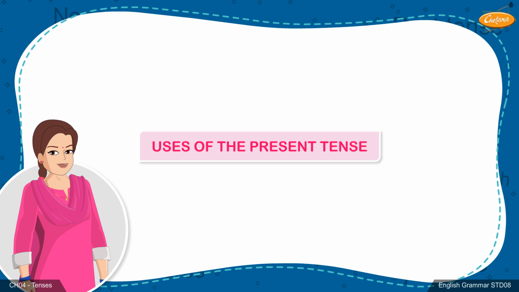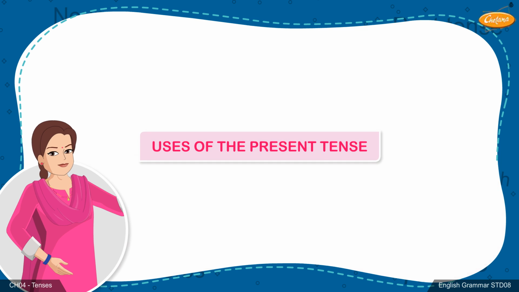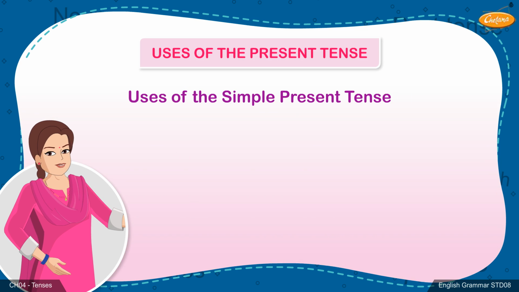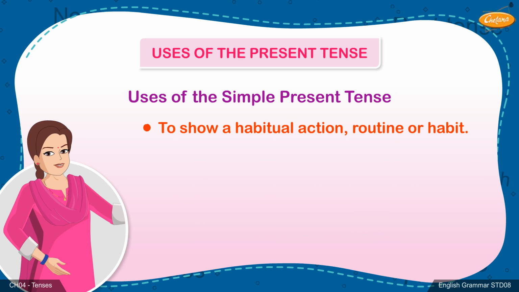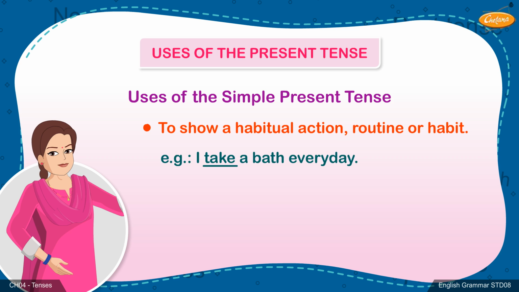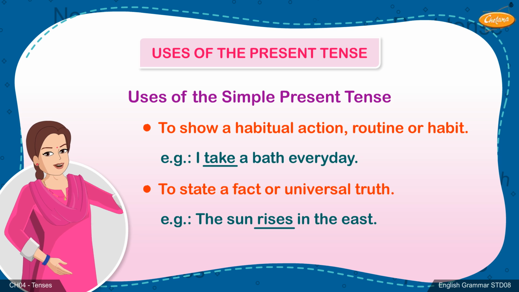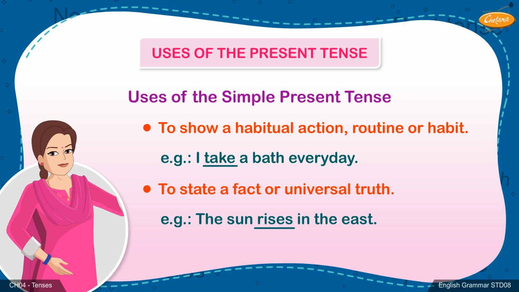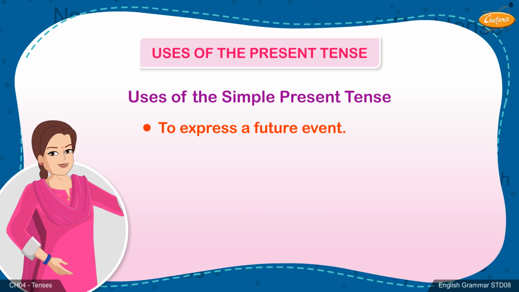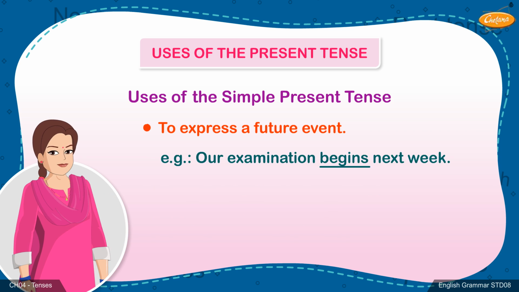A. Uses of the present tense. 1. Uses of the simple present tense. To show a habitual action, routine or habit. Example: I take a bath every day. To state a fact or universal truth. Example: the sun rises in the east. To express a future event. Example: our examination begins next week.